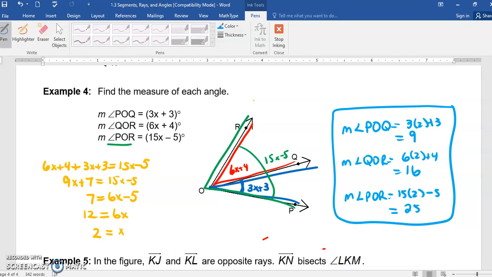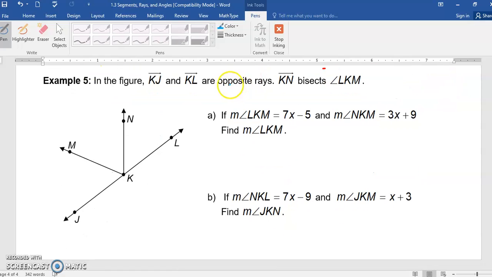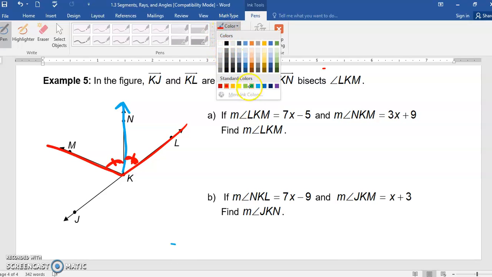Okay. Now, they talk here real quickly about opposite rays. Opposite rays form a straight line, which would be 180 degrees. So, now they also tell us that ray KN bisects LKM. So, ray KN bisects angle LKM. Bisects means cuts in half exactly. Those two have to be the same size. Okay? And then we know we have opposite rays. Now these are two different problems.